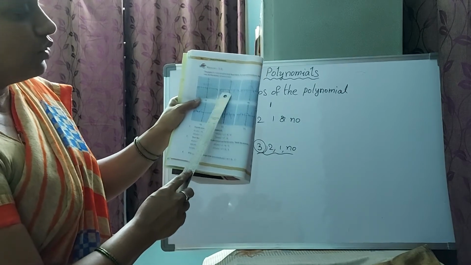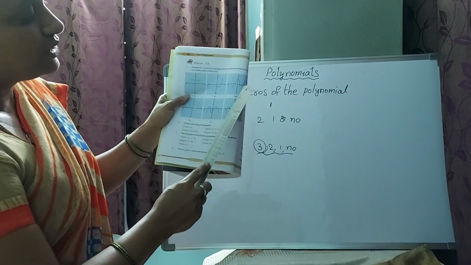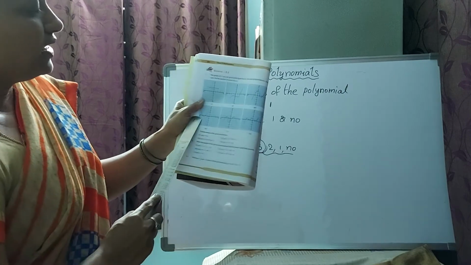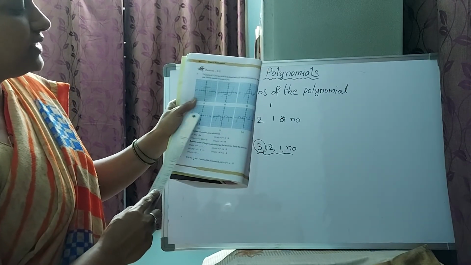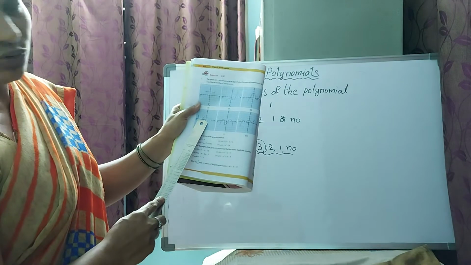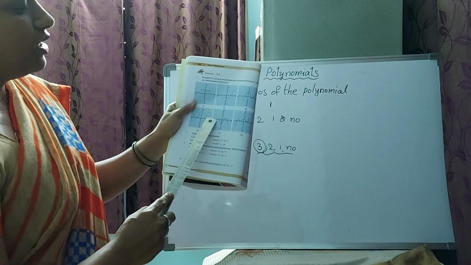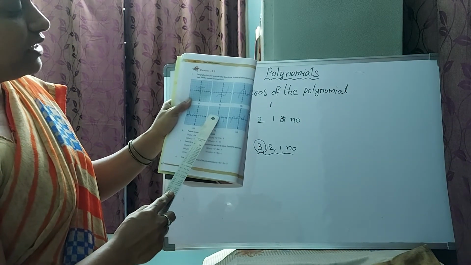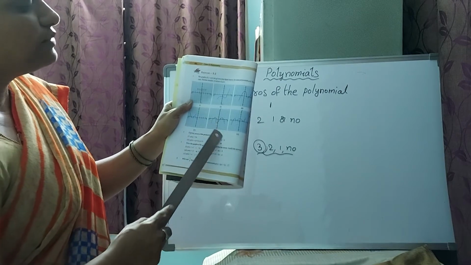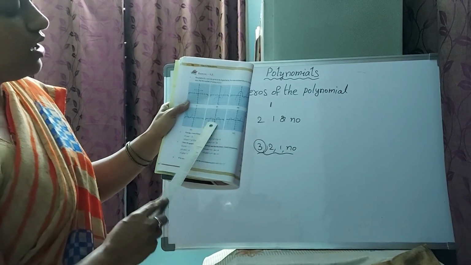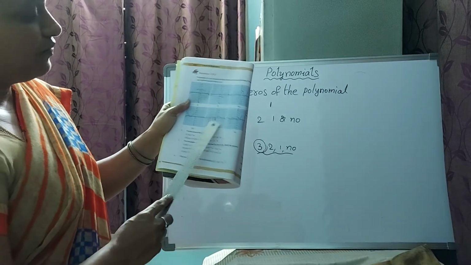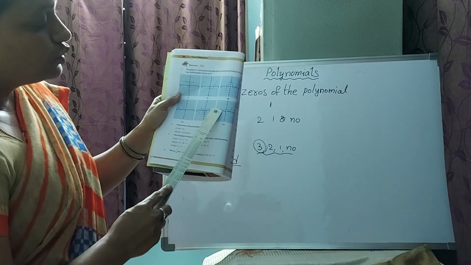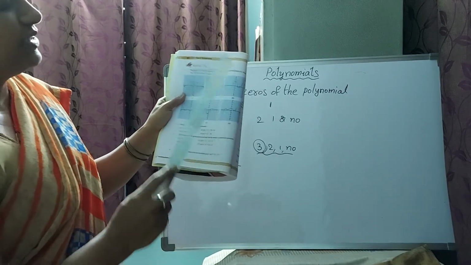Here only at one point it touches, so 1 zero. Here 1, 2, 3: 3 zeros. Here 1, 2: at 2 points it touches the x-axis. That's why 2 zeros. Here 1, 2, 3, 4: 4 times it touches the x-axis, so the number of zeros is 4. Here 1, 2, 3: only 3 zeros.